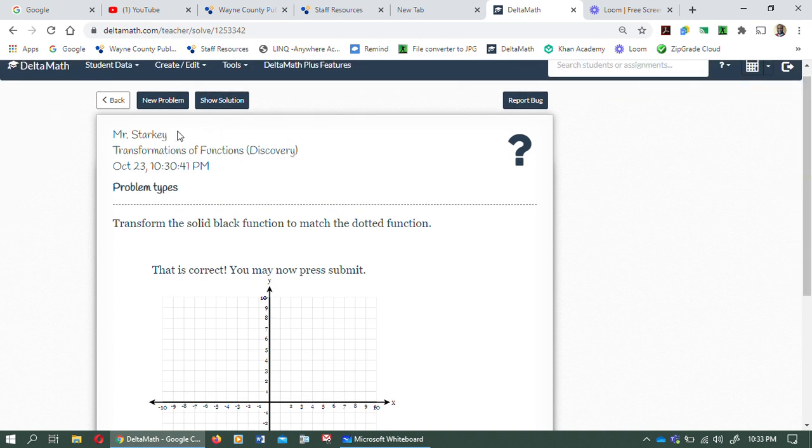Okay, and this is all right. So that's one type of problem set on Delta Math.